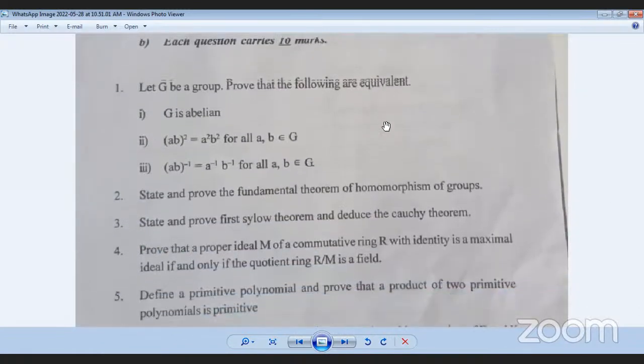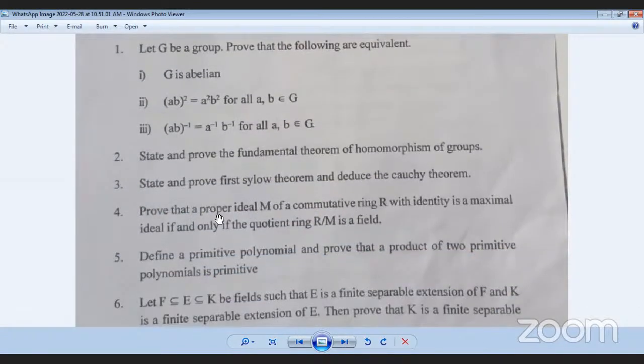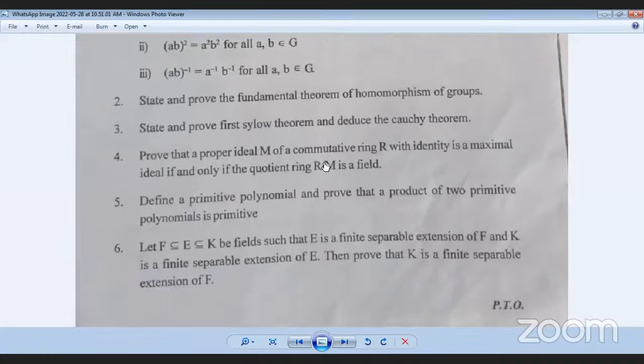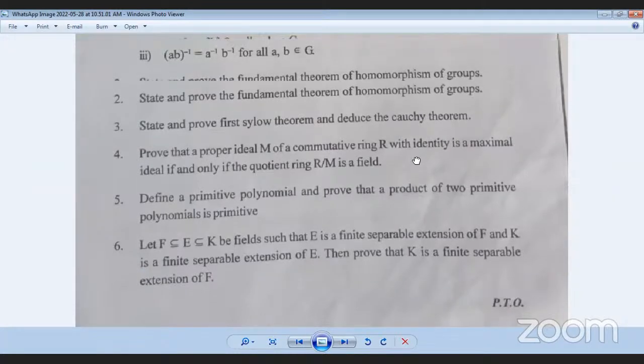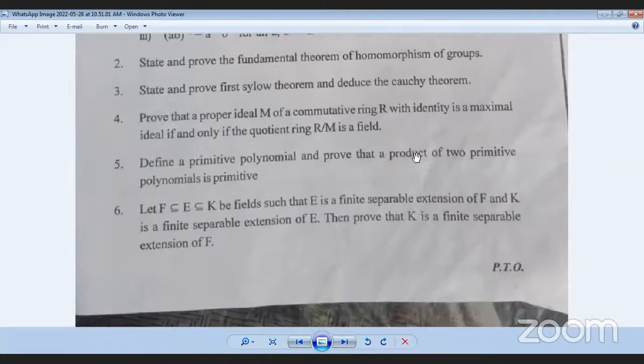State and prove the fundamental theorem of homomorphism of rings. State and prove the first Sylow theorem and deduce Cauchy's theorem. Prove that M is a maximal ideal of a commutative ring R with identity if and only if the quotient ring R by M is a field. Find a primitive polynomial and prove that the product of primitive polynomials is primitive.